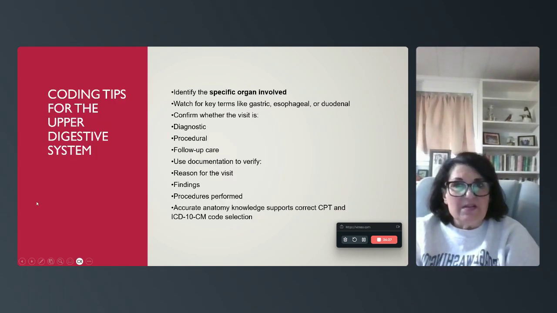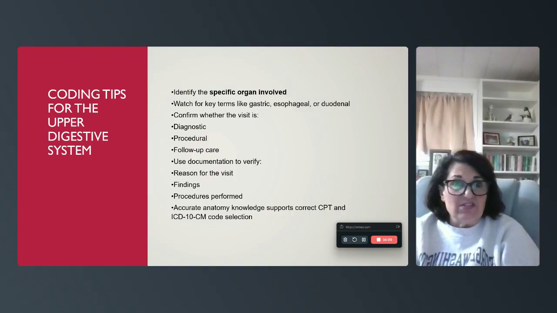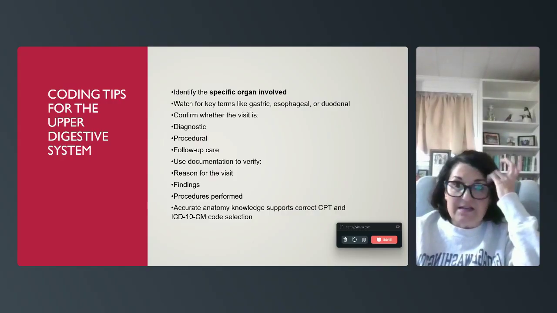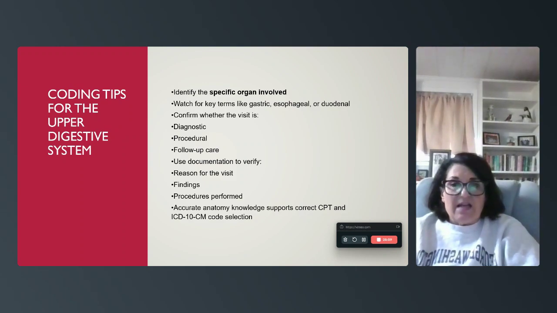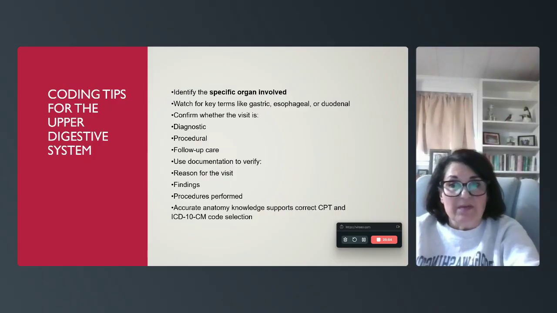Coding tips for the upper digestive system: identify the specific organ involved, watch for key terms like gastric, esophageal, or duodenal, confirm whether the visit is diagnostic or procedural. Are they being diagnosed or are they being treated? Follow-up care, are they just there for a follow-up? Use the documentation to verify reason for the visit, findings, and procedures performed. And accurate anatomy knowledge helps to support correct CPT and ICD-10-CM code selection.